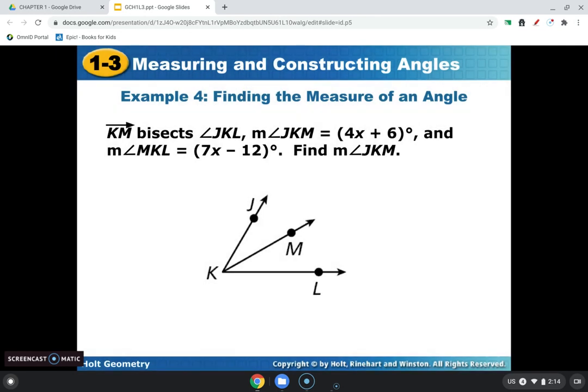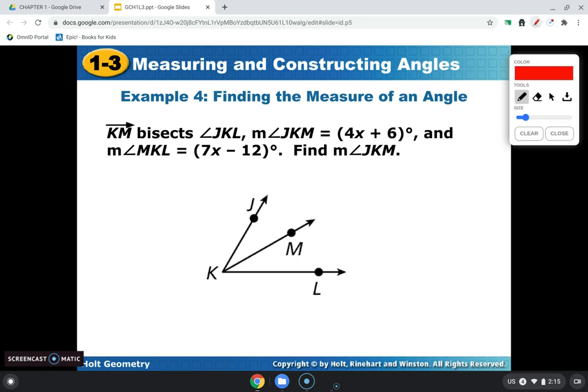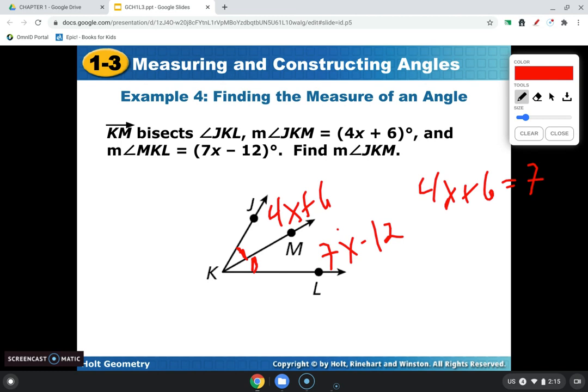All right. KM bisects JKL. The measure, that's what that M stands for in front, of JKM is 4x plus 6. So this is 4x plus 6. We also know this bisects it, so those two would be the same. MKL is 7x minus 12, so in there. So what am I going to do? If I know those two are the same and I have that expression, I can set those equal. So 4x plus 6 equals 7x minus 12.